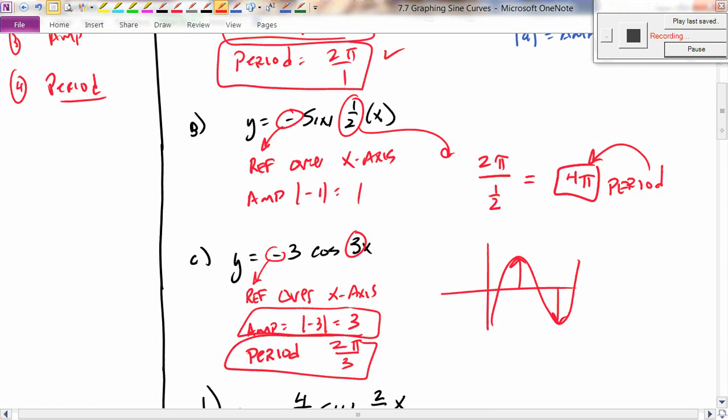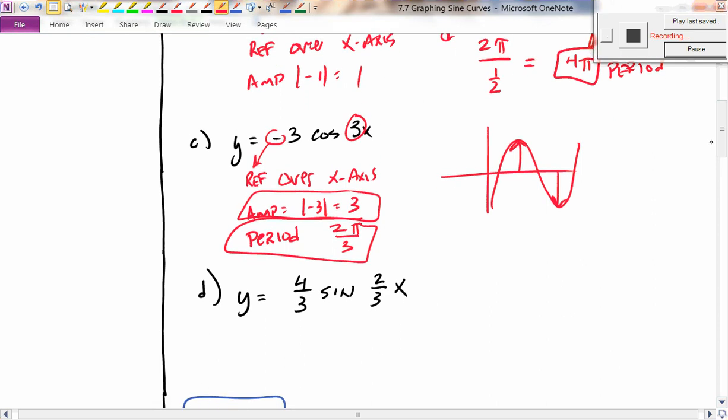All right, good. All right, let's try this one. 4/3 times the sine of 2/3 x. What is our amplitude going to be? Absolute value of 4/3, right? What's our period going to be? 2 pi divided by 2/3, which is how much?